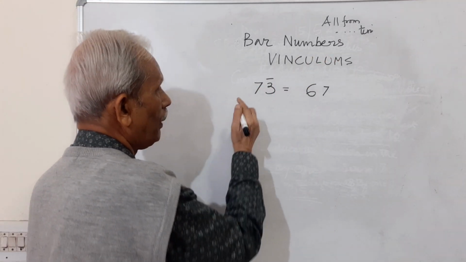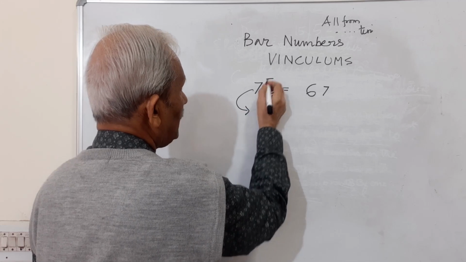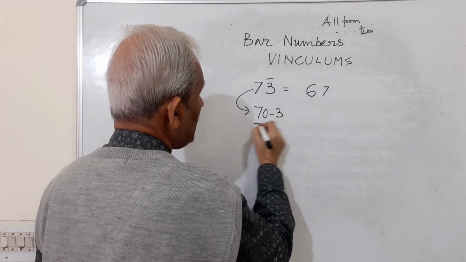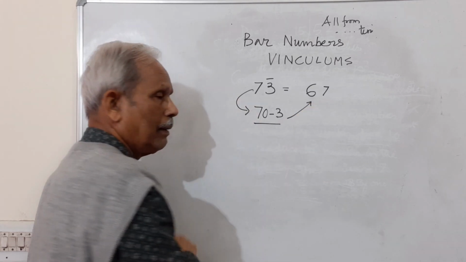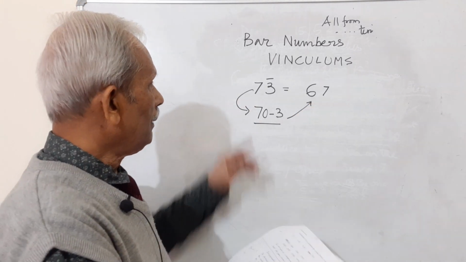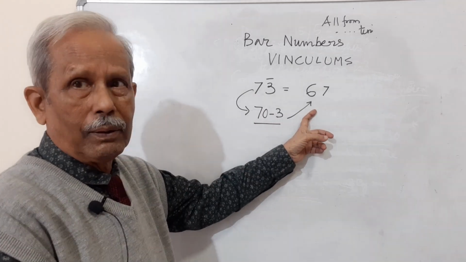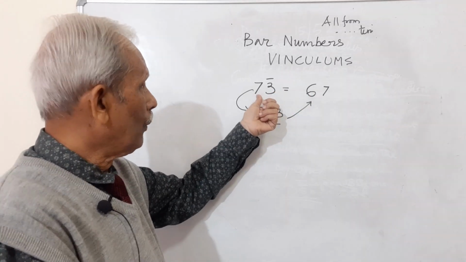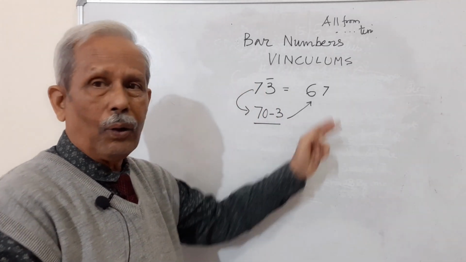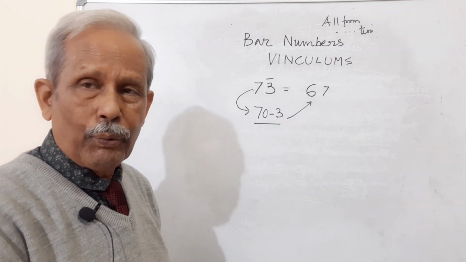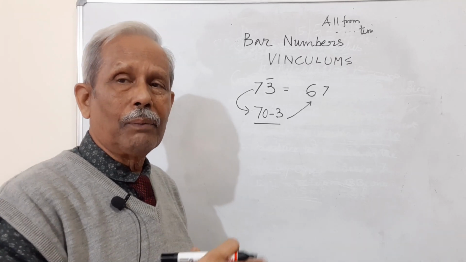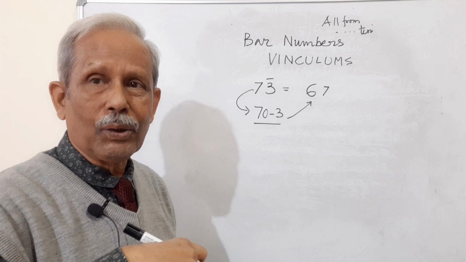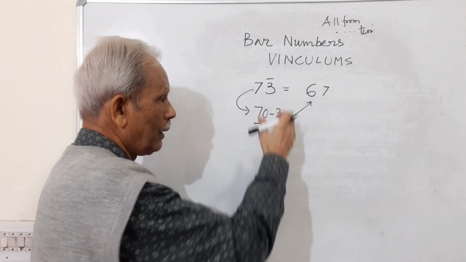And indeed so, because 7 3-bar means what? 70 minus 3, and 70 minus 3 is 67. Are you getting my point? We are bringing this number into the normal number. Earlier we were converting a number into a bar number. Now we are converting this bar number into a normal number, right? So whenever in a calculation you convert a normal number into a vinculated number, later on from vinculation you have to bring it back into the normal number. So that's why we are trying to understand this process.